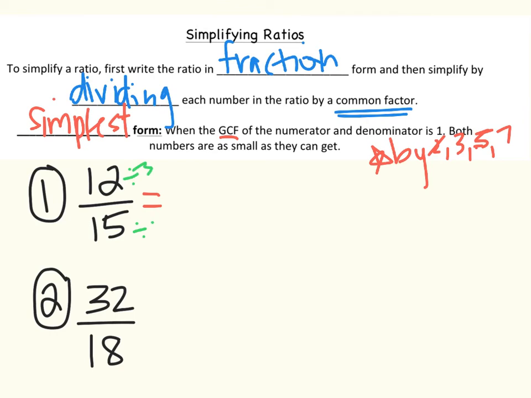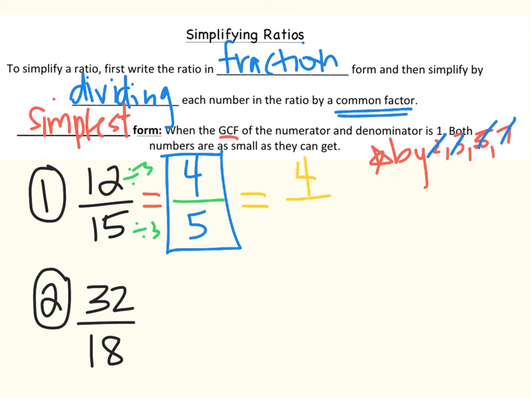12 divided by 3, 15 divided by 3. 12 divided by 3 is 4, 15 divided by 3 is 5. I'm going to take a look at this ratio, 4/5. Are there any other numbers that I could divide into both 4 and 5 in my list? Not 2, not 3, not 5, not 7. So that means that in simplest form, 12/15 would be written as 4/5. Go ahead and try 32/18 and see what you can come up with.